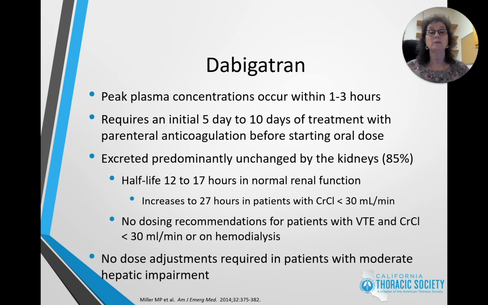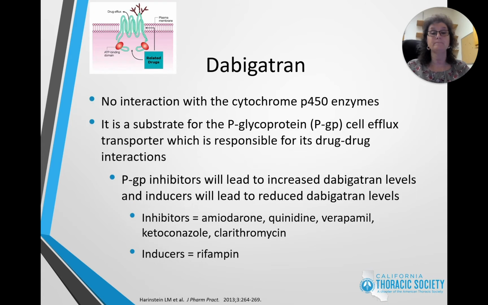It's excreted predominantly unchanged by the kidneys, with a half-life of 12 to 17 hours when patients have normal renal function, and extends out to as long as 27 hours when creatinine clearance is less than 30 mL per minute. There are no dosing recommendations for patients with VTE who have creatinine clearances below this range. There are, however, no dose adjustments needed for patients with moderate to severe hepatic disease.